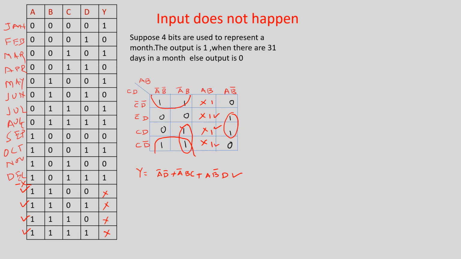Let us check. Now here I can form a quad instead of a pair, and here I can form a quad instead of a pair. Then what is my answer? The first quad is as it is, A bar D bar. The answer for this quad is B and C. The answer for this quad is A and D. Now this answer is reduced because of the don't care conditions.